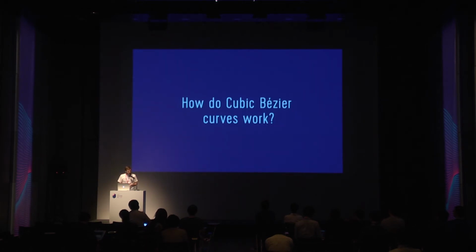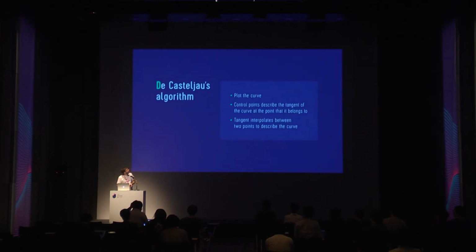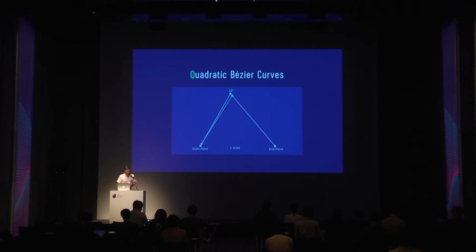Let's go a bit further. How does a cubic Bezier curve actually work? How is it constructed? How does it plot the path itself? And luckily, there's something called de Casteljau's algorithm. With this one, we can draw the path. And I want to show you this in the next animation here.